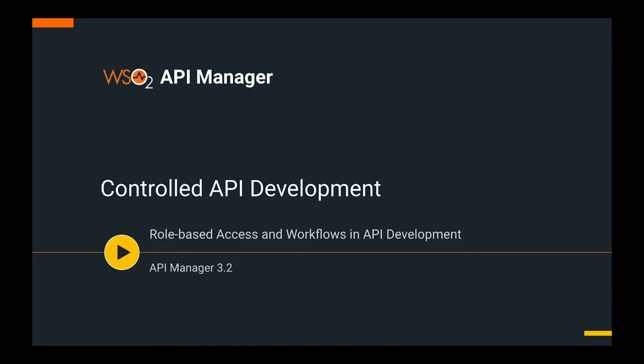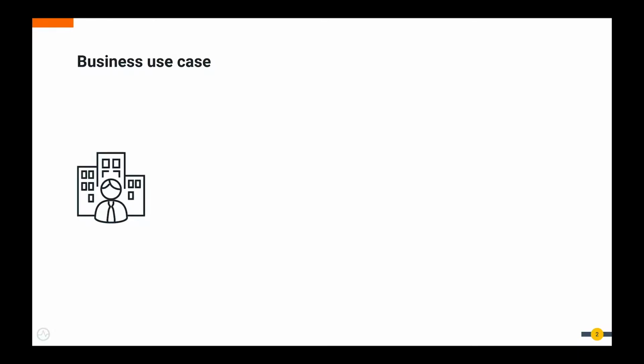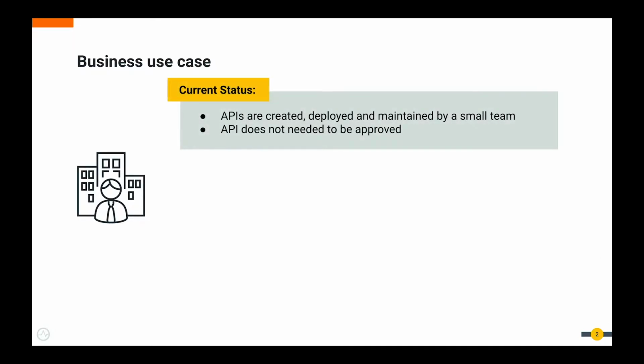Today's topic will be controlled API development, or how to control access and permission in API development by using roles, and also we're going to cover how to create an approval process for critical points in the API lifecycle. In small teams, the development process is simplified. There is no need for roles, and approval process very often does not exist at all.